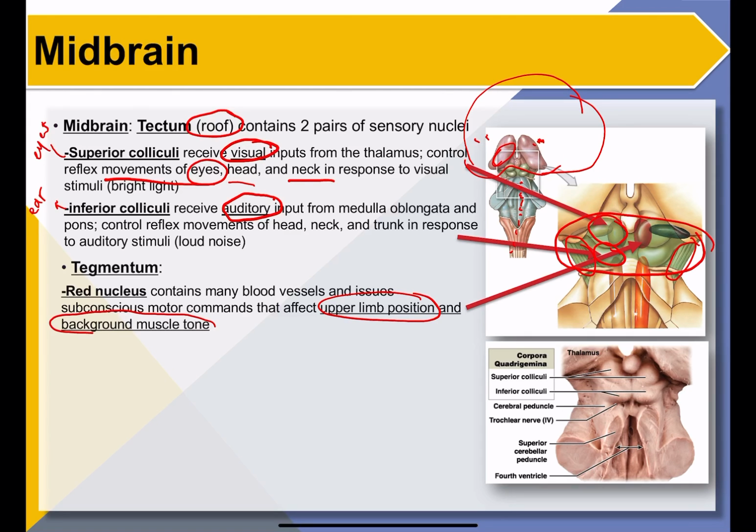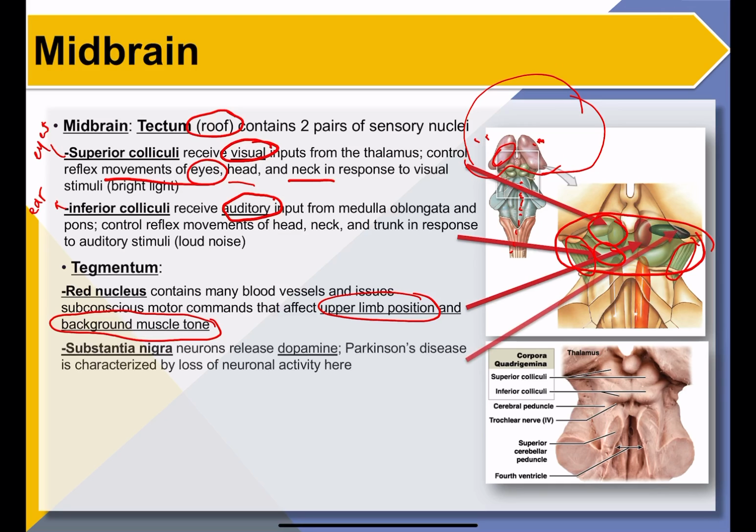and background muscle tone. So people that have a problem with the red nucleus of the tegmentum may not be able to know where their upper limb is, or they can do weird movements that are not voluntarily controlled, based on the health status of the red nucleus of the tegmentum within the midbrain. Okay, and then you have this other area here, this green area. It's called the substantia nigra. Substantia nigra is the neuron that is for releasing dopamine.